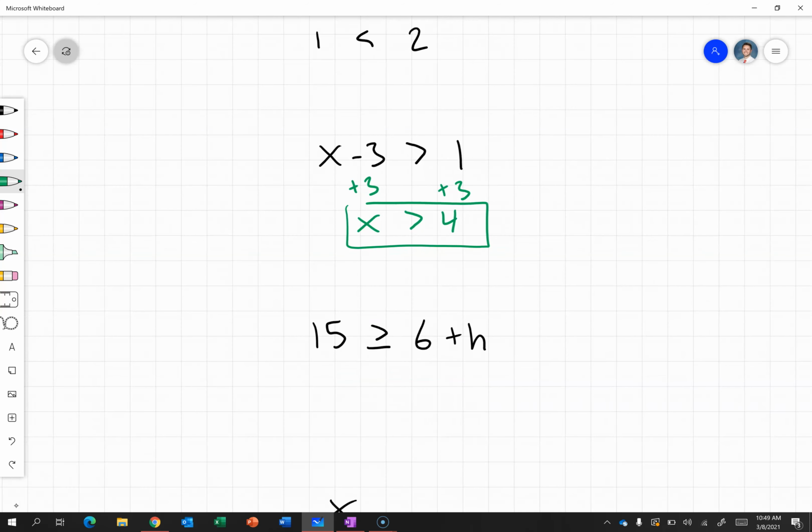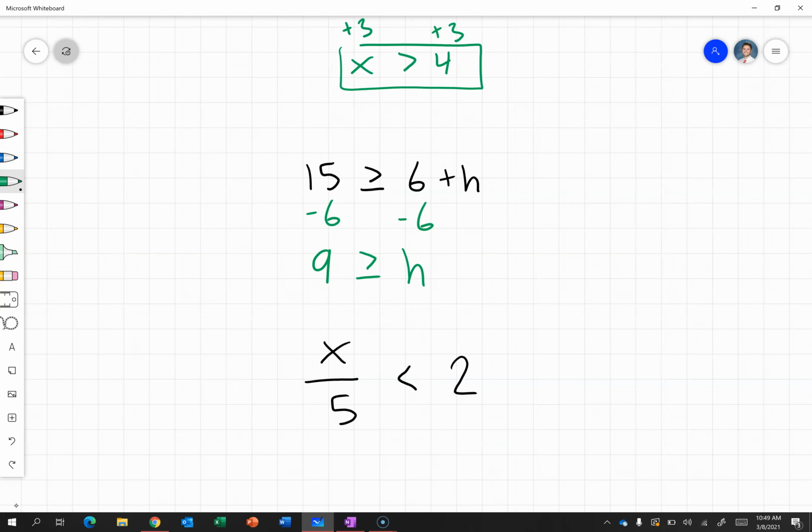Let's look at the next one. We have 15 is greater than or equal to 6 plus h. So again, I want to isolate h. Right now I'm adding 6 to it, so I want to do the opposite of adding 6, which is subtracting 6. So that leaves me with 9 is greater than or equal to h. So 9 needs to be greater than or equal to h, meaning h needs to be less than or equal to 9. Let's look at another one.